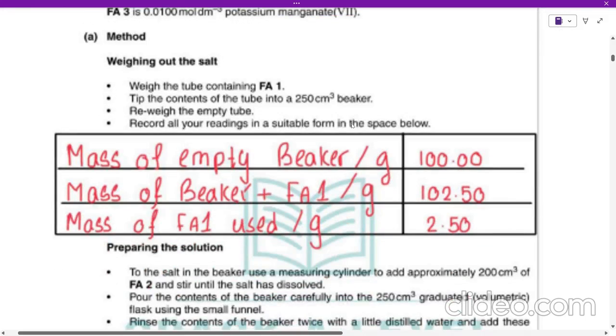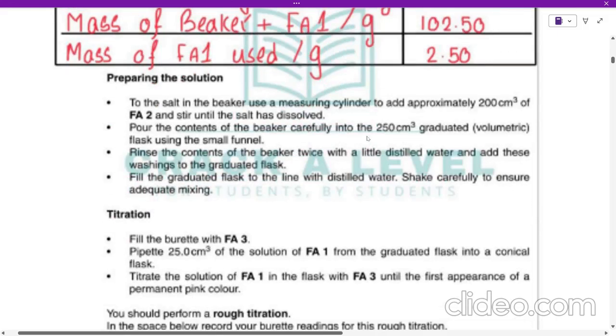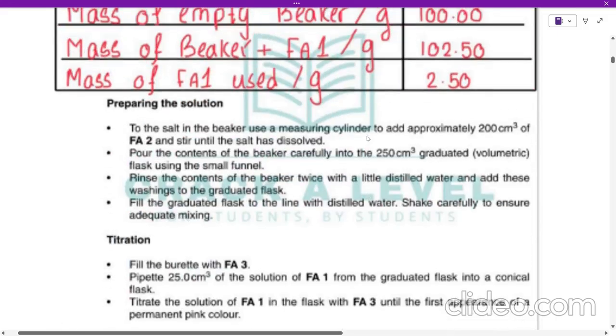Weigh the tube containing Fa1, which is the salt, tip the contents of the tube into a 250 cm³ beaker, reweigh the empty tube, and record all your readings in a suitable form in the space below. So we have taken the readings: mass of the empty beaker plus lid, which is 100 grams, and mass of the beaker plus Fa1. You have to include the decimal places to show the precision of the instrument. And the mass of Fa1 used will be the mass of the beaker plus Fa1 minus the beaker mass.